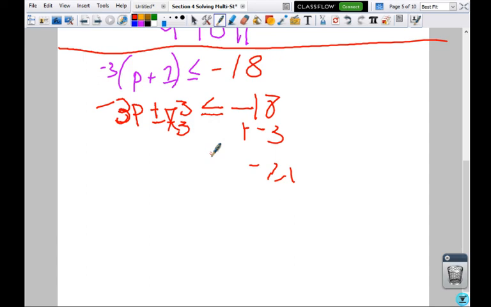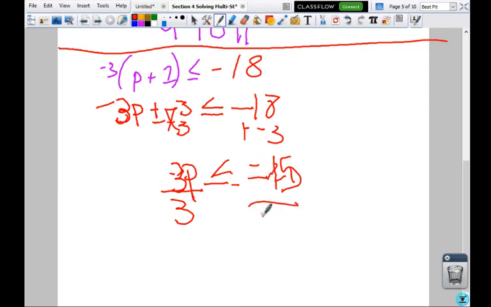What's negative 18 plus 3? It goes backwards, so it's negative 17, 16, 15. It's negative 15. Alright, negative 3p is less than or equal to negative 15. Keep it going. We're going to divide by.